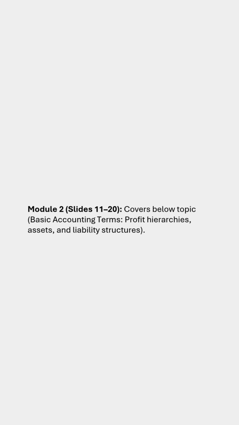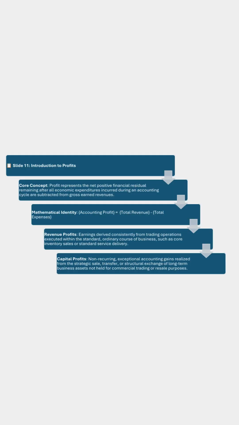We are kicking things off on slide 11 with the ultimate driver of any commercial enterprise: profit. In general management, we define profit simply as the financial excess of earned revenue over the costs incurred to generate it. But as corporate leaders, you must recognize two distinct profit classifications. First, we track revenue profits, which are your bread and butter earnings produced day in and day out from ordinary operations. Second, we track capital profits, which are one-off, exceptional gains realized from selling or exchanging business assets that aren't held for normal retail sale, like a company selling a piece of land or an old warehouse building.